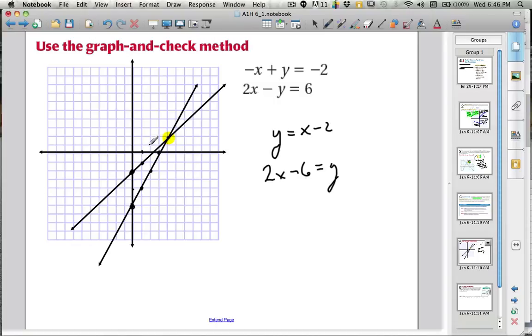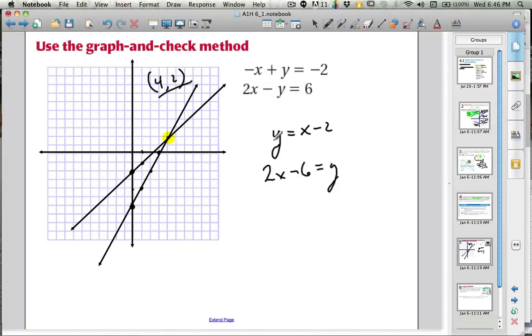Okay, so this would be 1, 2, 3, 4. So x would be 4. And y would be 2. Let me make sure I did that right. 1, 2, 3, 4, 1, 2. Okay, so this is what we think is the solution. So let's check this now in our two equations.